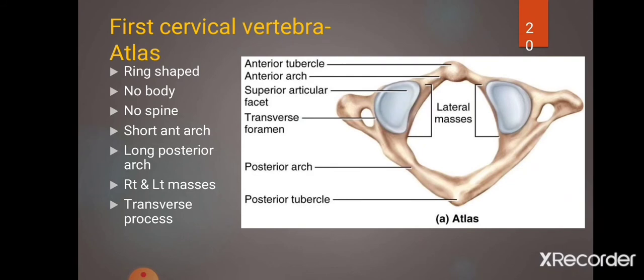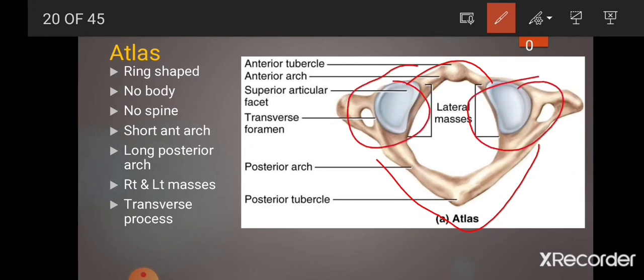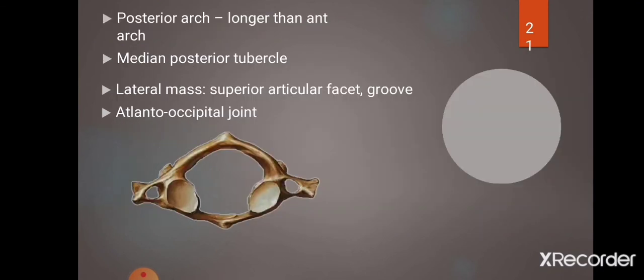The identifying feature of this is that it is ring shaped, it has no body, and no spine is present. It has an anterior arch which is shorter. So this is the anterior arch, it is short. It has a long posterior arch. Then there are lateral masses, right and left. These are the lateral masses. And there is a transverse process having the foramen transversarium. So these are the identifying features of the first cervical vertebra, the atlas.